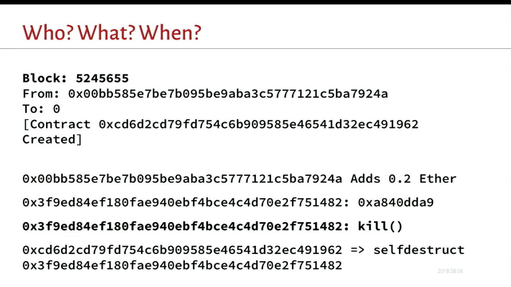So if we prettify this a little bit, here's some more information to actually answering the when question. We know the block number. We know who created the contract. And this is a quick summary of all the transactions. The creator of the contract added a little bit of ether to it. So this new account sent some unknown command, and then it sent a command that we know called kill. And then the self-destruct triggered, and it sent about 0.2 ether to this new account.